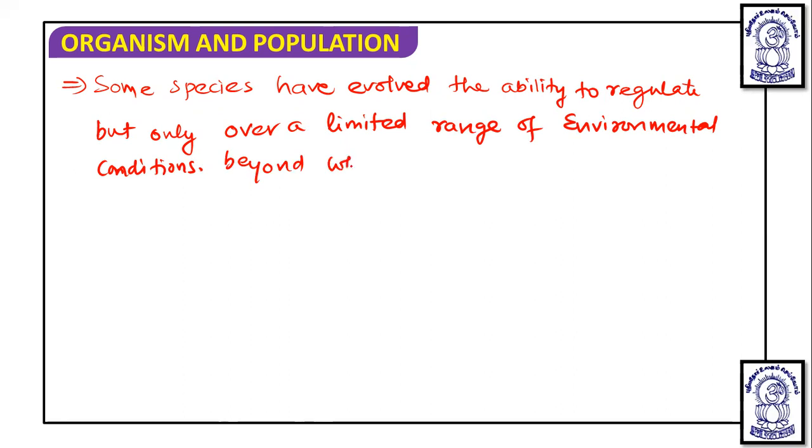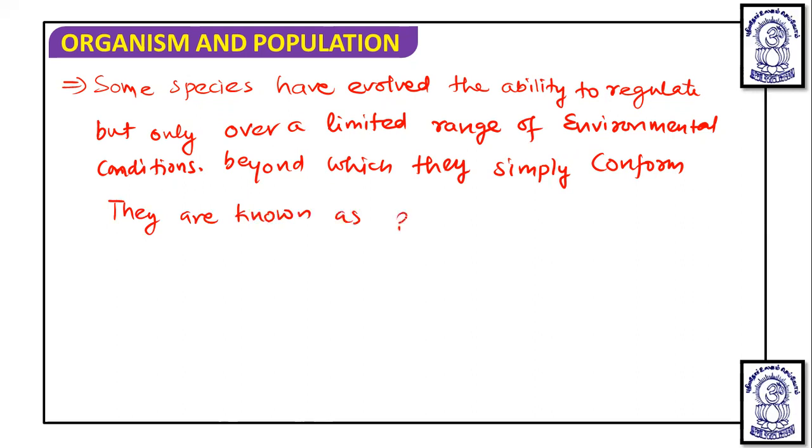beyond which they simply conform, and they are known as partial or limited regulators. Okay, so some species have evolved the ability to regulate, but only over a limited range of environment.